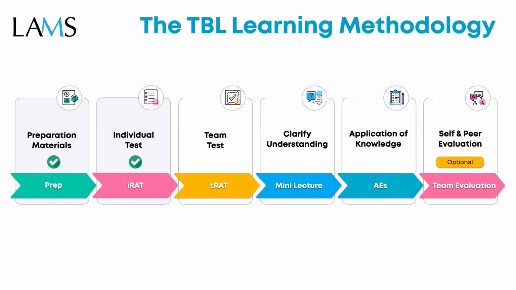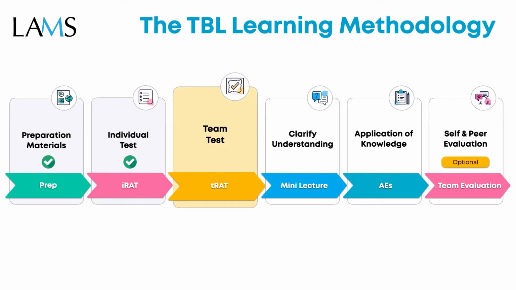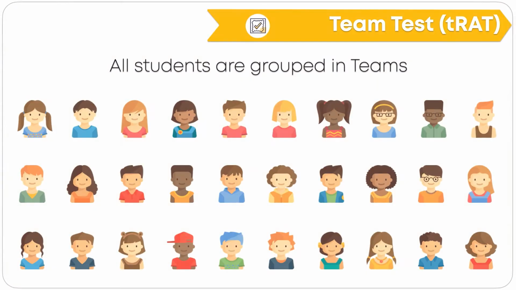Right after this individual test, the team test begins. Not surprisingly, the team test is called the TRAT, short for Team Readiness Assurance Process Test. The TRAT test contains the same questions as the previous IRAT, but with a couple of twists. Immediate feedback is given when selecting an answer, and the scoring is different as now students are performing the test as a team. Let's look at how the TRAT works.